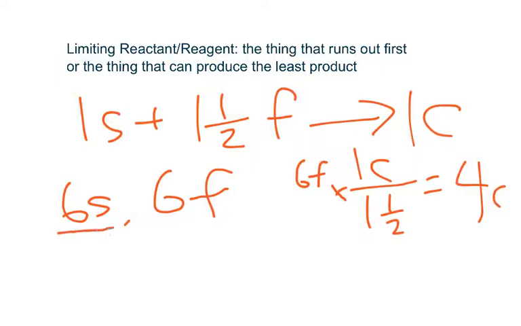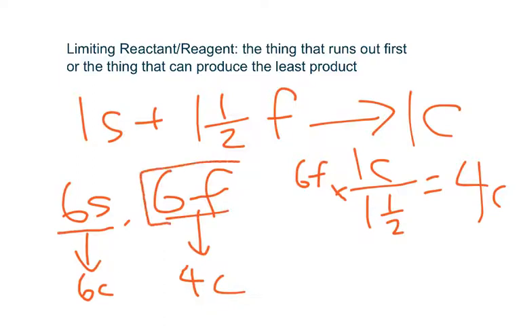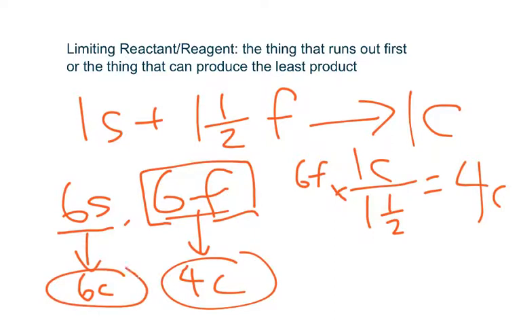Now, what about 6 cups of sugar? Well, if it's a 1-to-1 conversion, then for every 6 cups of sugar, I could theoretically make 6 cakes. So I could produce 6 cakes here, and I could produce 4 cakes from the flour. So our limiting reactant in this case is the flour, because with the flour, I can produce less cake than I can with the cups of sugar.